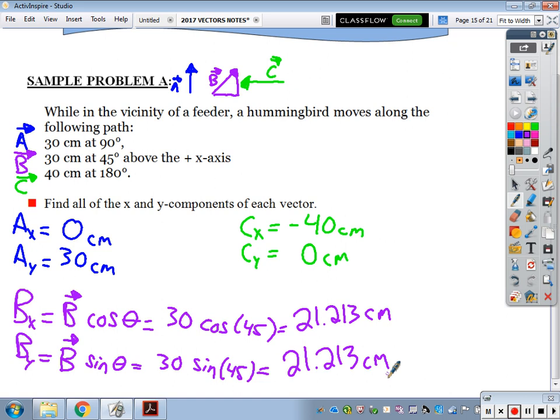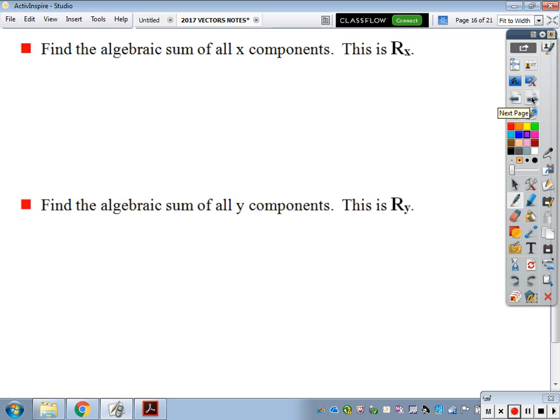So that's step 1. Okay? We need to solve for all of the components for each of our vectors. If there's only 2 vectors, we only have to get 2 sets of components. If there were 4 vectors, we'd have to get 4 sets of components. If there were 100 vectors, we'd have to have 100 sets of components. However many we have, we're going to find all those components.